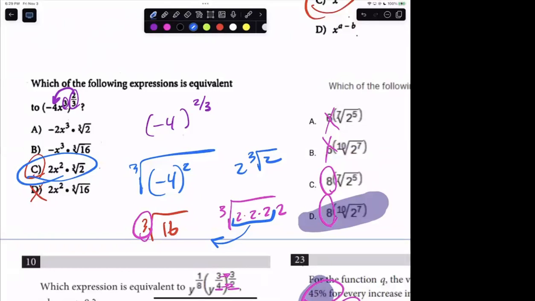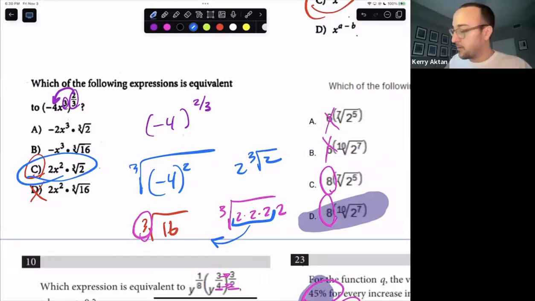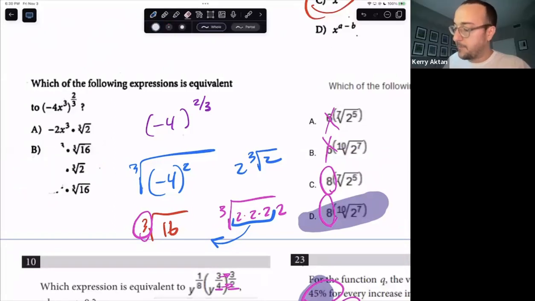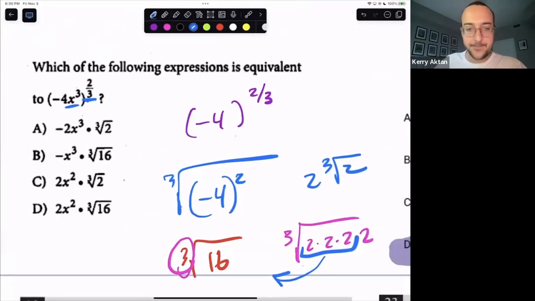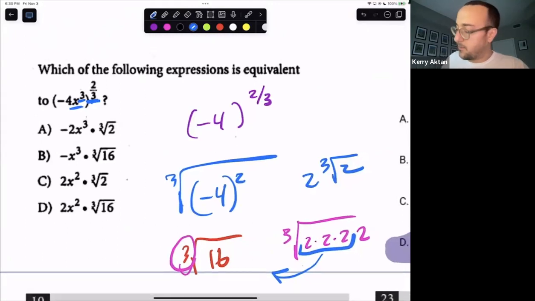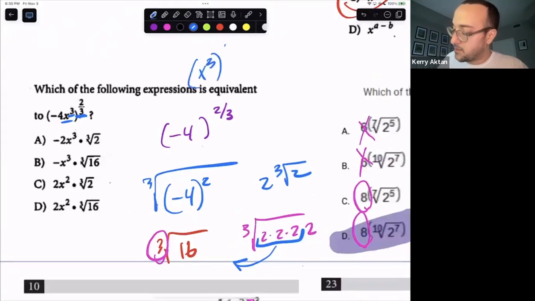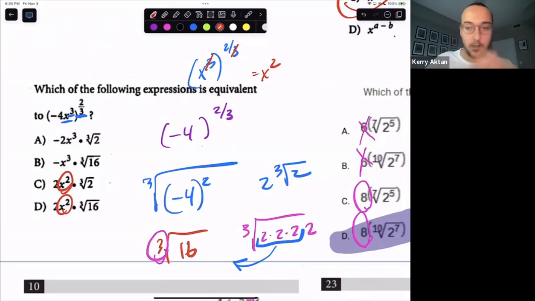Tell me if that helps, JP. Can you go over the start of that again? I didn't really understand that. Yeah, of course. I probably could have done a better job explaining that. What I was doing there, Chase, was dealing with the exponent of the variable first. So what do you do with a power of a power? You multiply. So what's x to the third to the 2/3? The 3s cancel, it's x to the second. So it has to be C or D. That's really all I was saying.